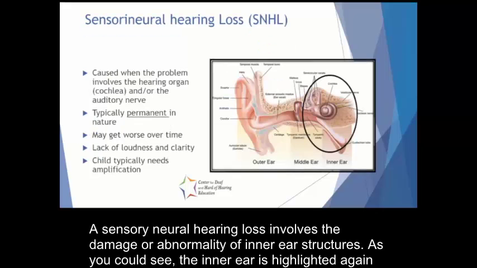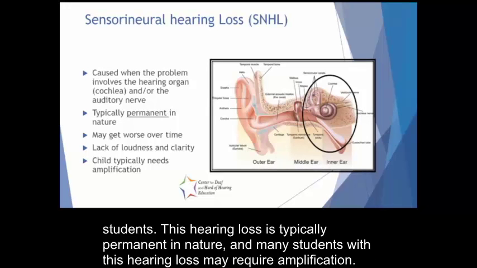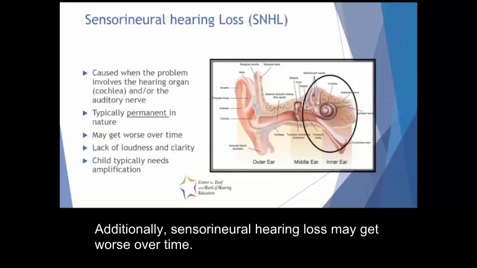A sensory neural hearing loss involves the damage or abnormality of inner ear structures. As you can see, the inner ear is highlighted again by the black circle. This damage to inner ear structures causes distortion of the sound, in addition to the reduction of sound loudness for students. This hearing loss is typically permanent in nature, and many students with this hearing loss may require amplification. Additionally, sensory neural hearing loss may get worse over time.